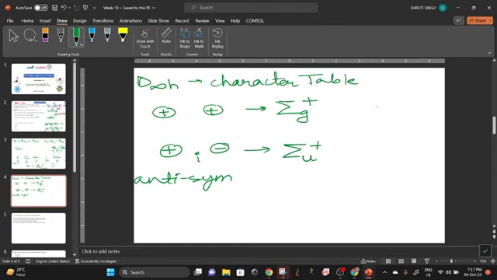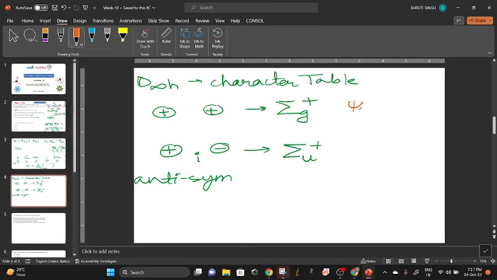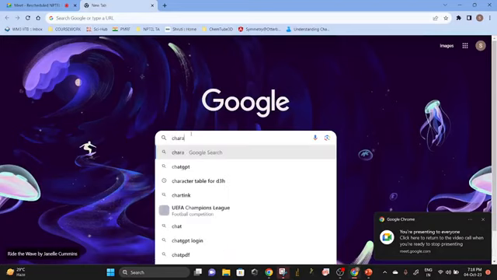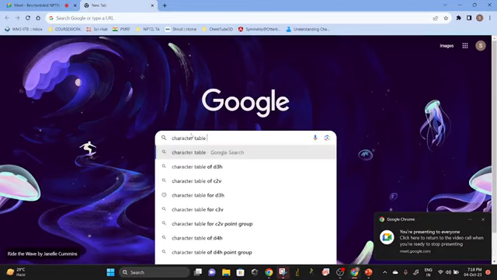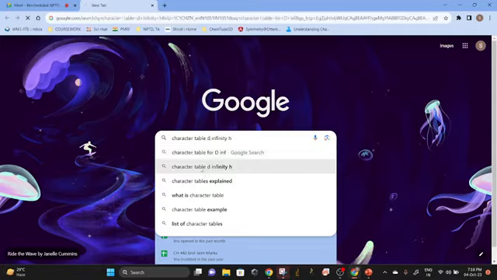So this was our psi. This was psi 1. Psi 1 has sigma g plus and psi 2 has sigma u plus. So how do we get this? We see the character table. I don't have the character table here, let me get one, for D infinity h.